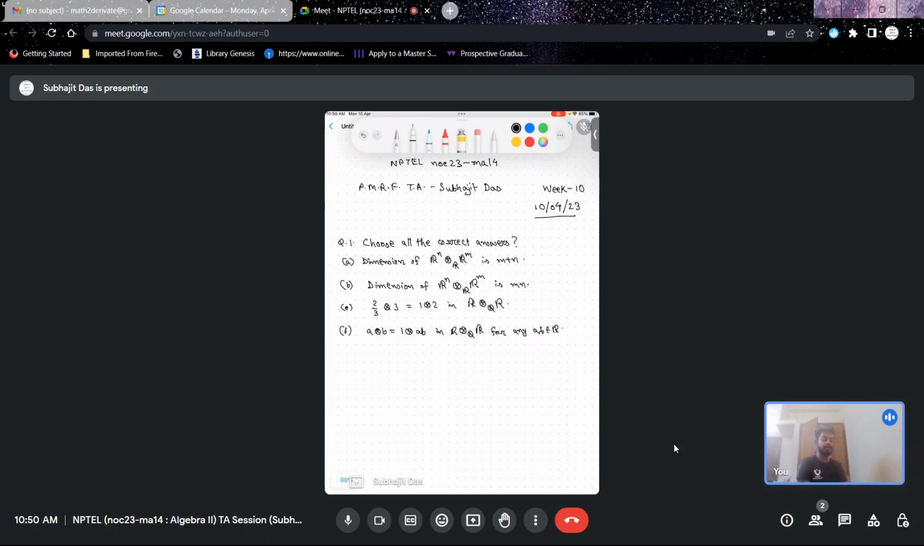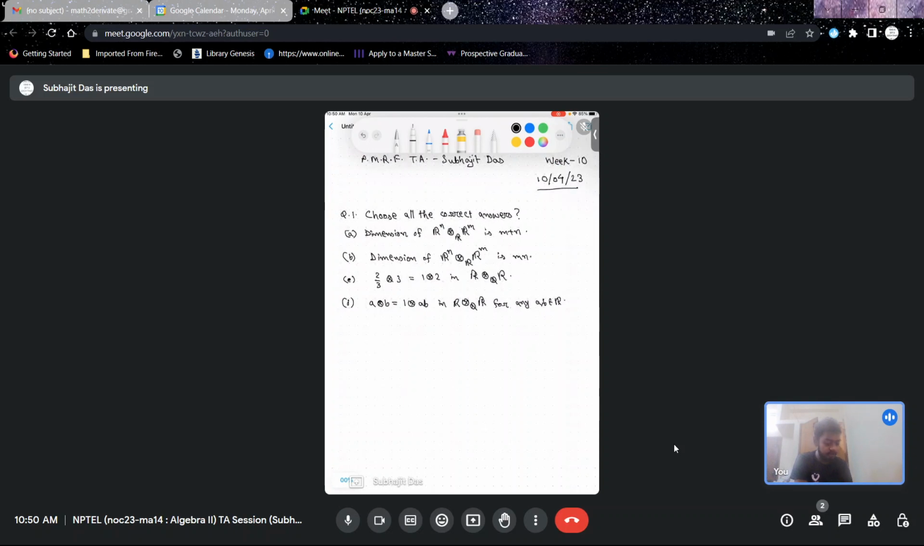So the first option is saying that the dimension of R^n tensored over R with R^m is m plus n. The second one says that the dimension of R^n tensored over R with R^m is mn. The third one says that 2/3 tensored with 3 is 1 tensored with 2 in the tensor product R tensored over Q with R. And finally, option D says that a tensored with b is equal to 1 tensored with ab in R tensored over Q with R for any a, b in R. So you need to figure out which of these options are correct.